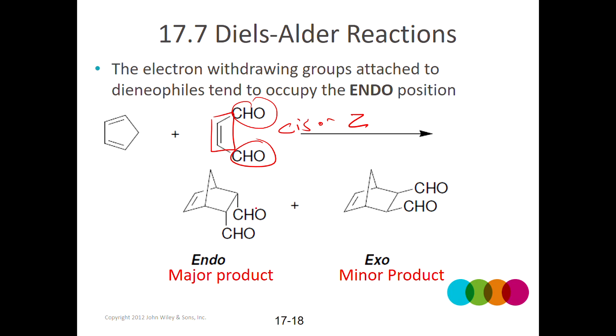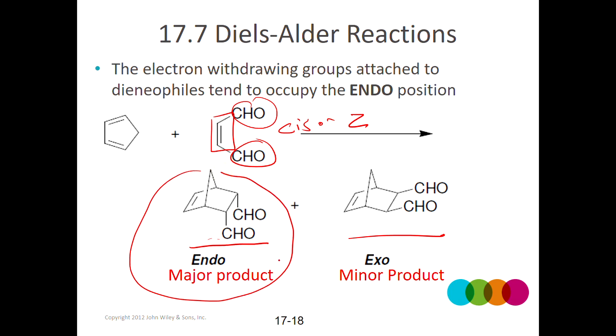If you start with them there, as we said, they have to end up on the same side, either both endo or both exo. And if you do the experiment and measure the amounts of those that are formed, you find this one happens to be the major product. And so there's an explanation for that, which we're going to talk about in a minute as well. There's actually a little bit more sterics down here than there is up here.